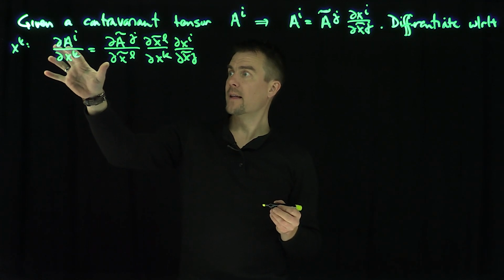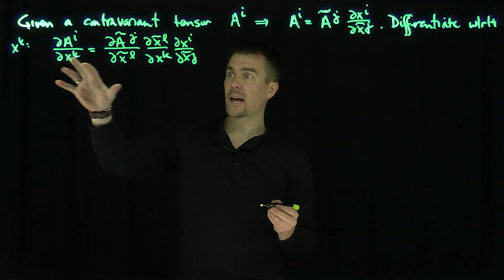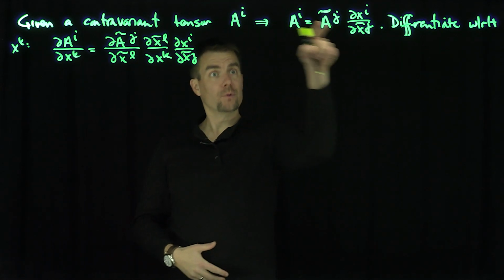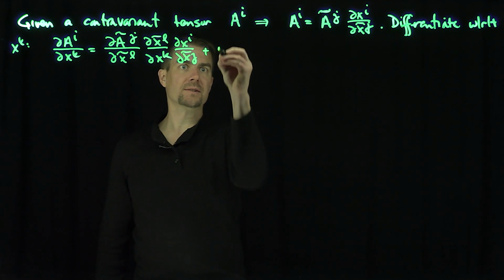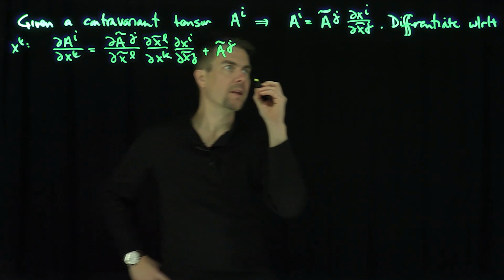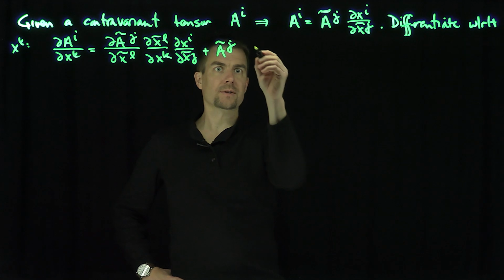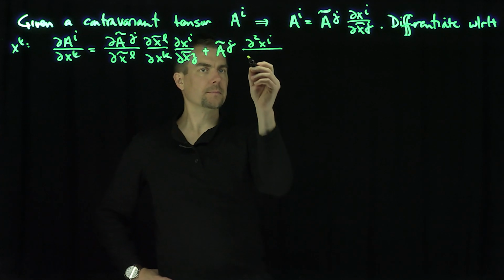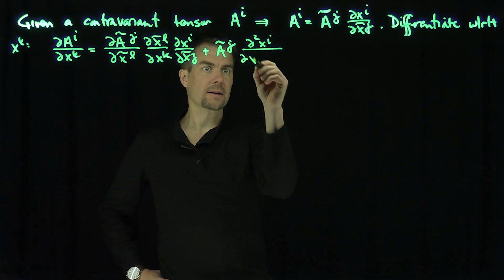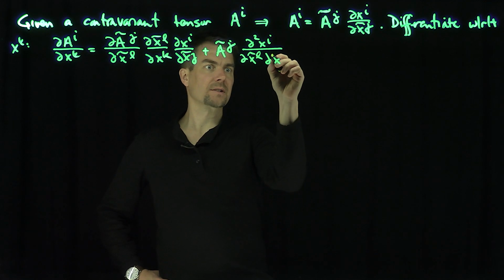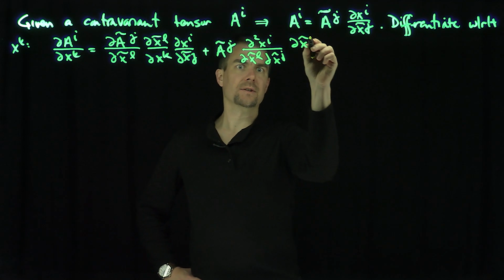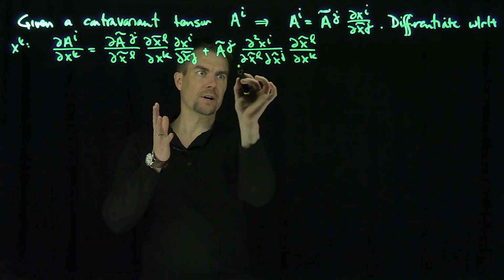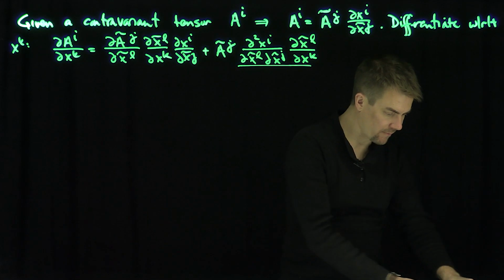That would say that dA^i with respect to dx^k would form a mixed 1-1 tensor, if that was all that was left. However, we have to use the product rule. So we get extra terms over here: plus A tilde j, and then I have to differentiate this with respect to k. So that's going to be a d squared x^i over dx tilde l dx tilde j, and then a dx tilde l over dx^k by the chain rule again. And those terms are the non-tensorial part of this differentiation process.